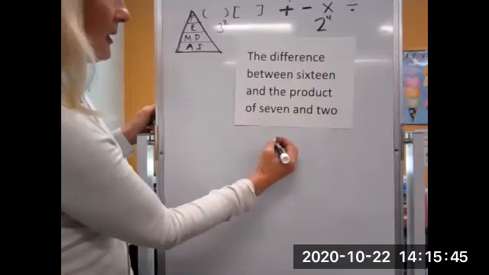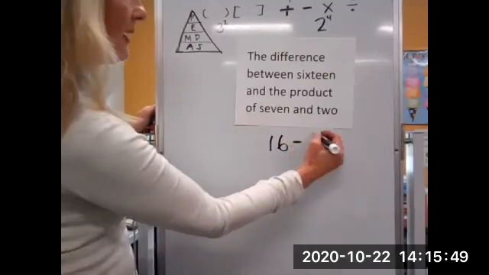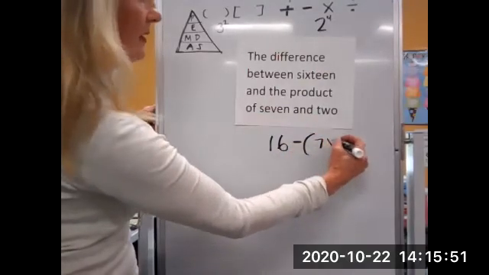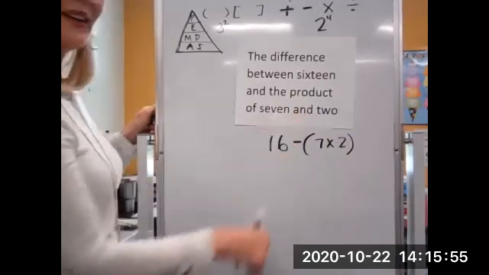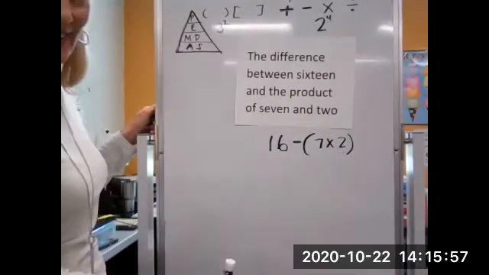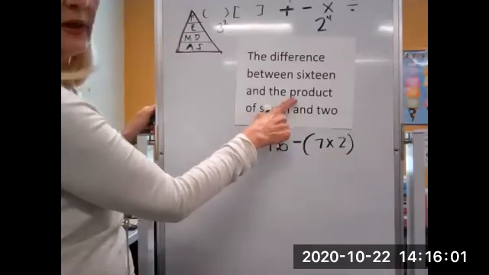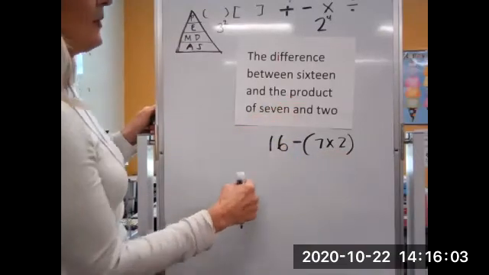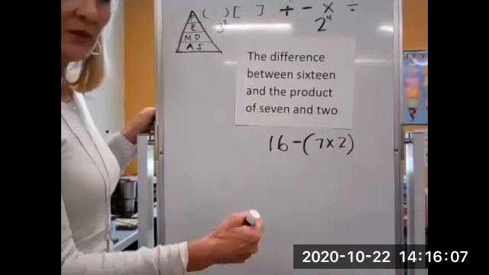So I'm not going to start with, well, I can start with 16, take away the product of 7 and 2. And now they say "and," right? And a lot of kids want to put an addition sign there, but they're just giving you the numbers that you're working with. The words you want to be looking out for are the words that represent the mathematical operations or the answers that you get to those operations.